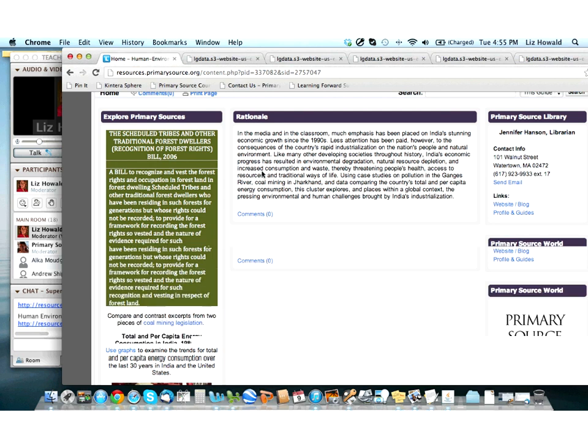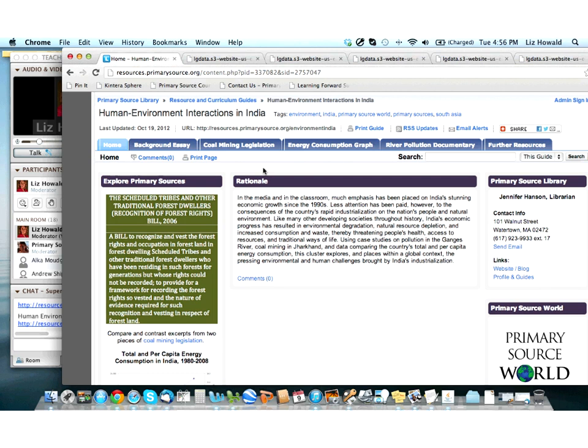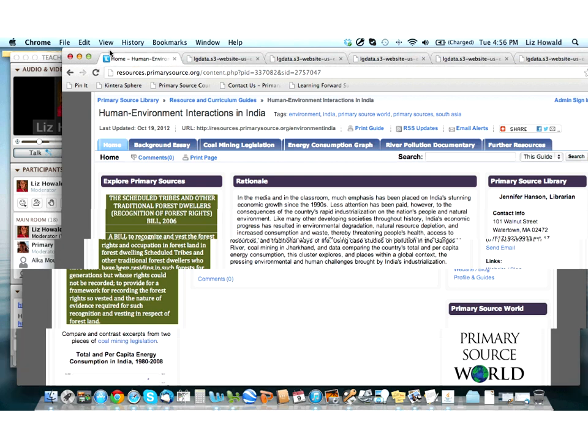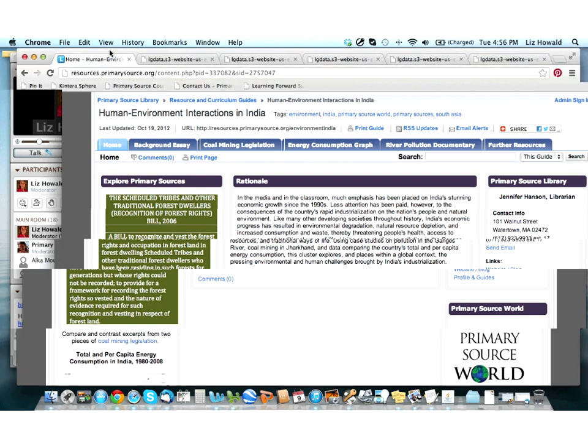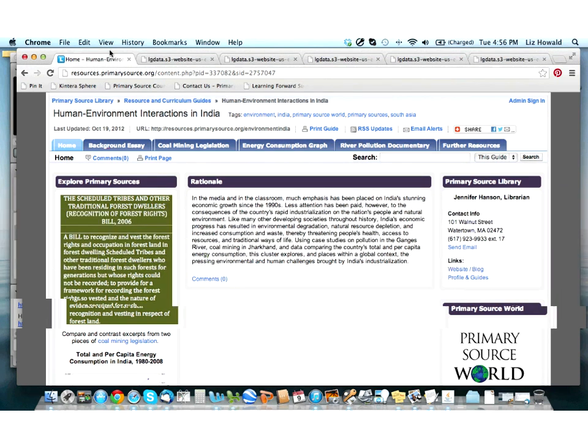For each of these clusters of activities, we include the rationale because we do want you to know the reasoning behind the inclusion of this topic and why we think it's important for you to teach and for students to learn about. Each cluster has the same format, so once you get familiarized with them, it's a little bit easier for you to explore.